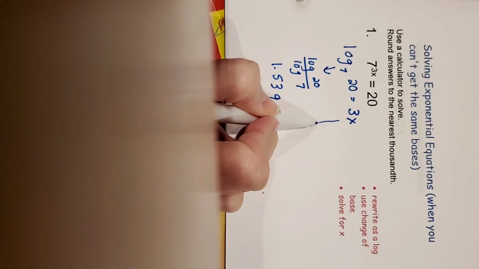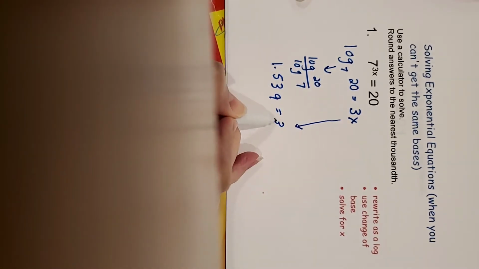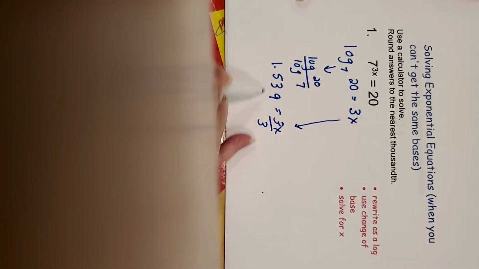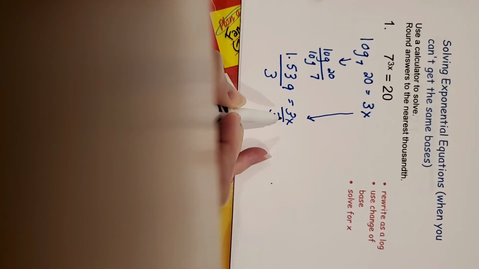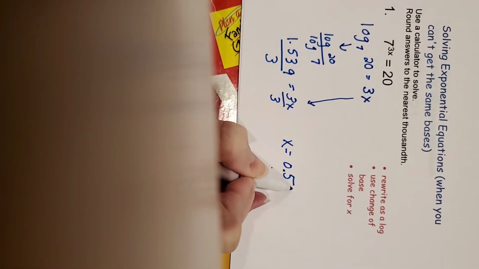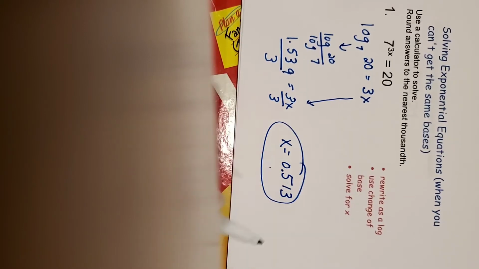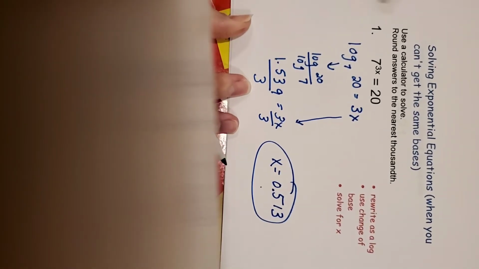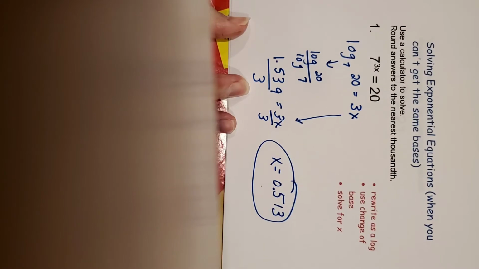And I'm going to bring down that equals 3x, divide both sides by 3, and I get x equals 0.513. Again, you want to do this on your calculator and make sure you're getting the same answers as I am. So let's try another one of these.